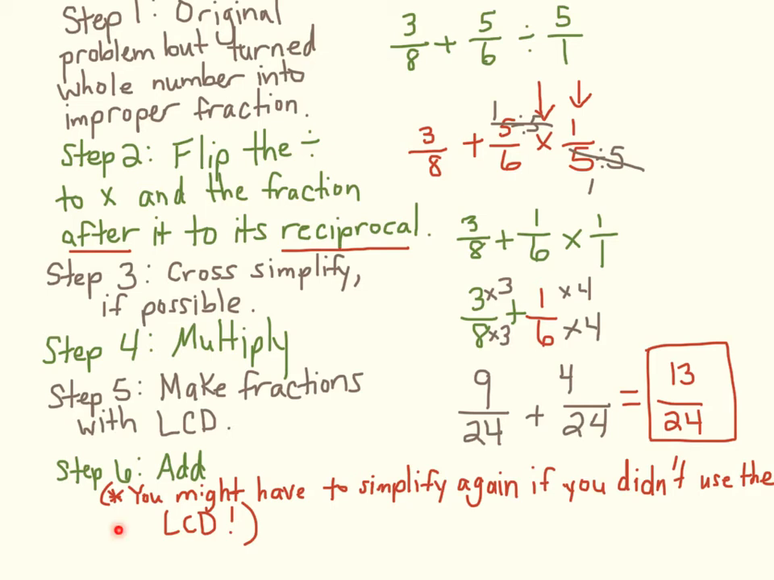But just a reminder that you might have to simplify again, especially if you did not find the actual LCD when you were doing common denominators before. If you found a common factor but it wasn't the least common factor, then you might have to do some more simplifying there at the end. And it's long, but be patient, and with enough practice this is going to work out just fine, because you're just going to keep following those steps.